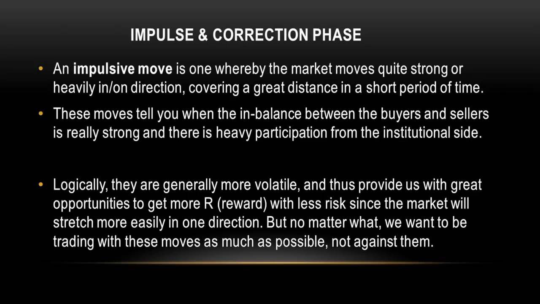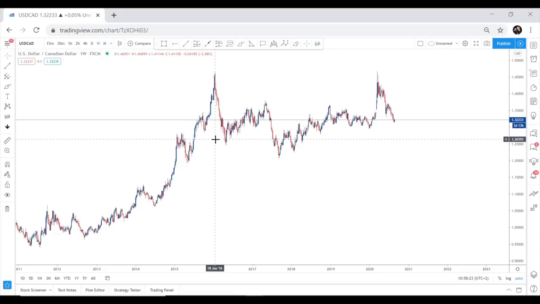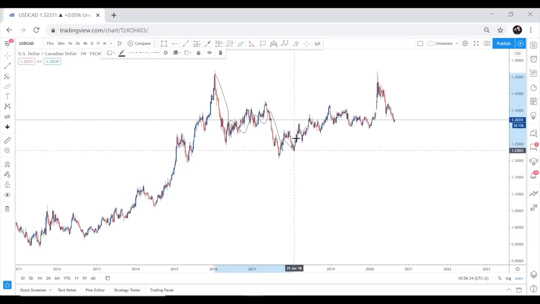So let's dwell deeper into the charts, guys, for you to understand the impulse and corrections. We're going to be focusing on USD CAD to explain the impulse and correction. So in the bigger picture, this is what we're looking for. This was an impulse move to the downside, and then this was a correction. This was an impulse move. Now this was a correction.